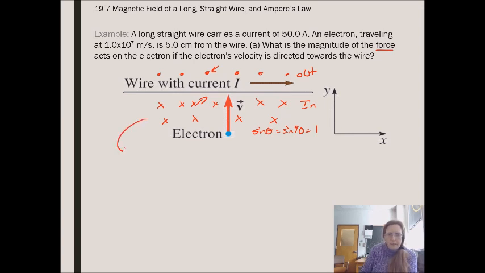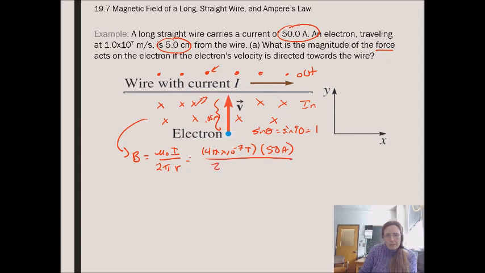So to figure out the force on the electron, the first thing we need to do is figure out what the magnetic field is. So we're going to use B is equal to mu naught I over 2 pi r. And it said we're 0.5 centimeters away. So this distance is 0.05 meters, and that is r. So mu naught is again 4 pi times 10 to the negative 7th Tesla meters per amp.